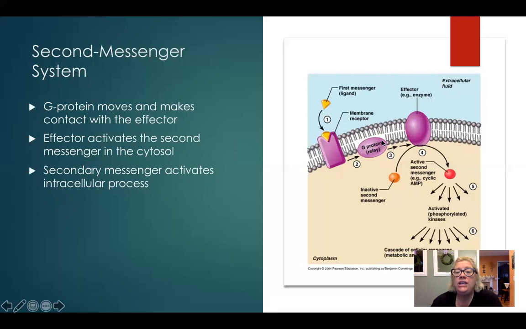Now, once the G protein is activated, it is actually literally going to move along the interior portion of the plasma membrane and come in contact with the effector and activate the effector. Then the effector is going to activate the secondary messenger, and then that secondary messenger is going to go about an even longer cascade of events that eventually brings about a change inside of the cell.